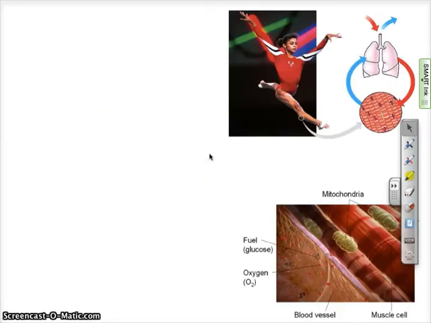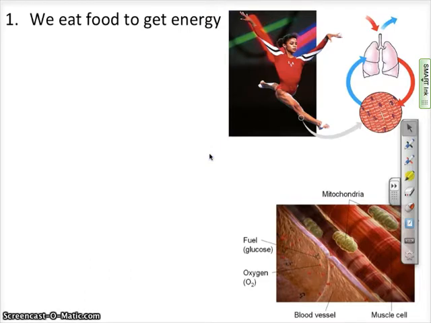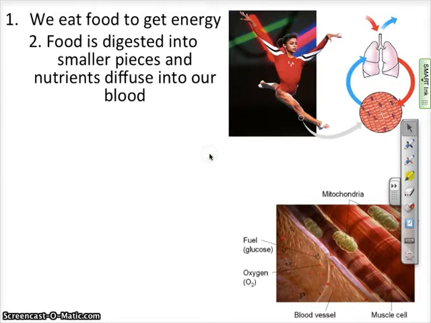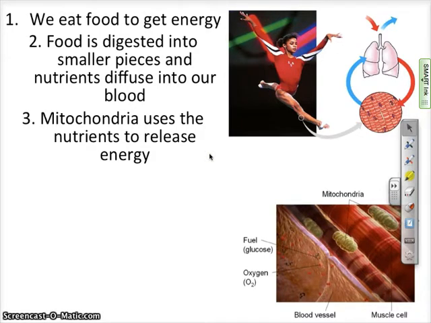So why do we eat food? Well, we eat food obviously to get energy. How does the food get to our cells? It's digested into smaller pieces and nutrients diffuse into our blood. What organelle uses these nutrients? The mitochondria use the nutrients to release energy.